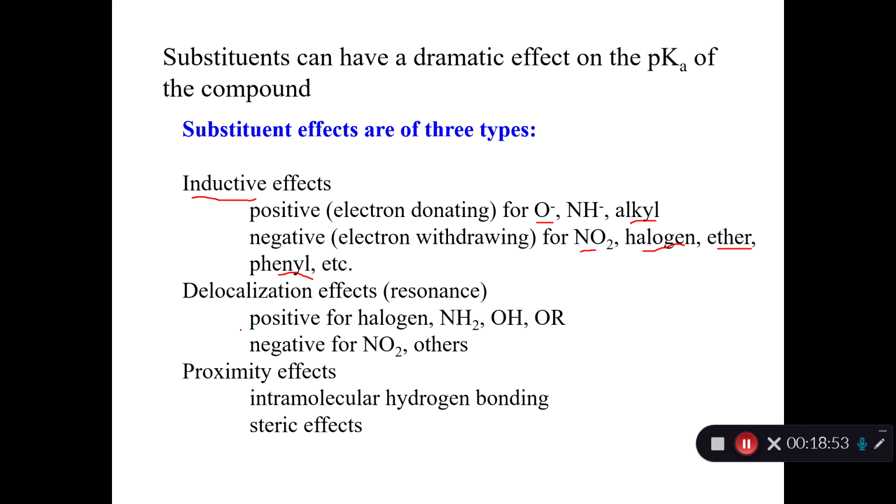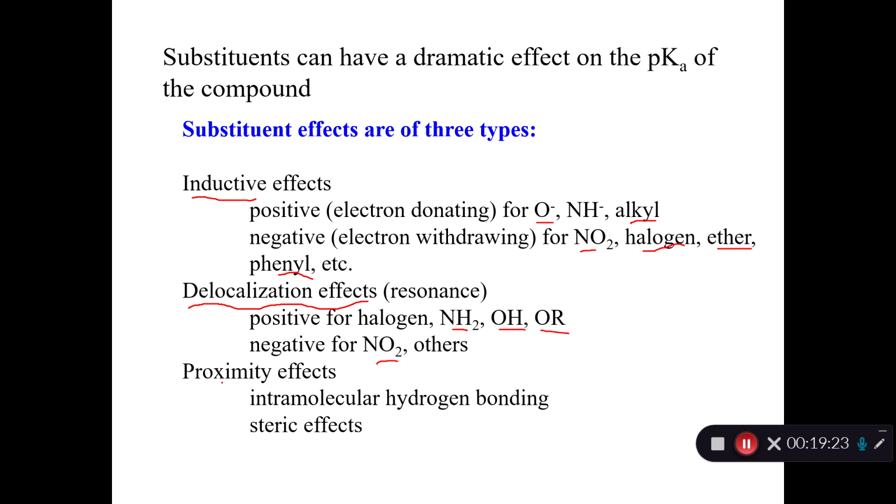And then the other thing you remember is that when you're dealing with aromatic rings, you have resonance, and so you can have delocalization effects. This is the extent to which the electrons in the ring get delocalized and moved out among the other substituents. And so these delocalization effects are positive for halogens, amino groups, phenols, and OR ether type groups. And they're negative for NO2 and some others.